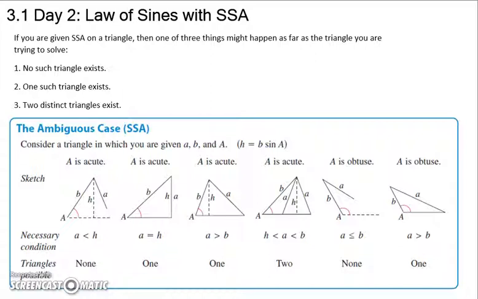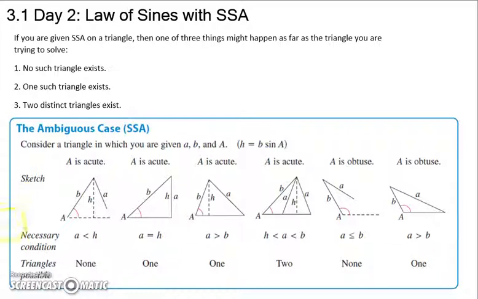The first thing is we're not going to be able to get an answer. Or we might get one answer, or we might get two distinct answers, depending on the relationship between a, b, and the angle A. So on the screen and on your paper you see different cases of what happens. We want to consider triangles in which we're given the sides a and b and the angle A. And we want to remember from the area discussion we had yesterday that the height h is equal to the side b times sine of A.